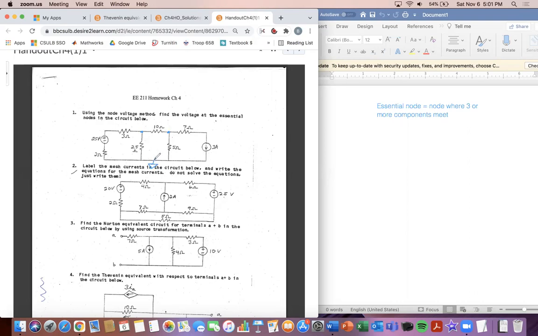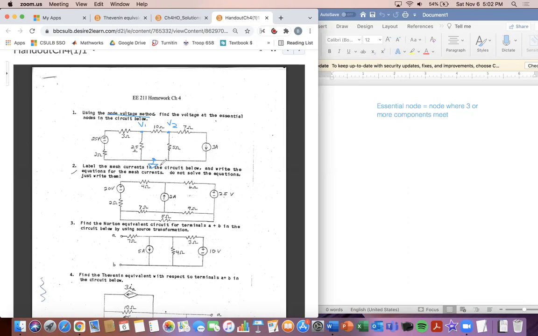So the node with the most components we create as our reference ground. We're going to have to use the node voltage method for this, which is going to require us to create equations. We start by labeling our essential nodes. I'm going to label this one V1 and this one V2. So we've got our essential nodes labeled and we made our reference ground. The reference ground was where the most elements meet at one node, so that's why we chose it, since it's connected to 4 elements.